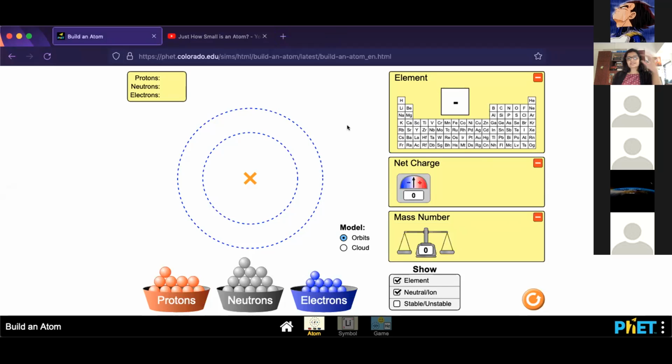Okay, so this is a simulation. It'll help you practice the funda of atomic number, mass number, and all of that. Oh, let's switch on the stable unstable thing also. You guys have access to, can you click on my screen? Do you want to experiment a little bit?